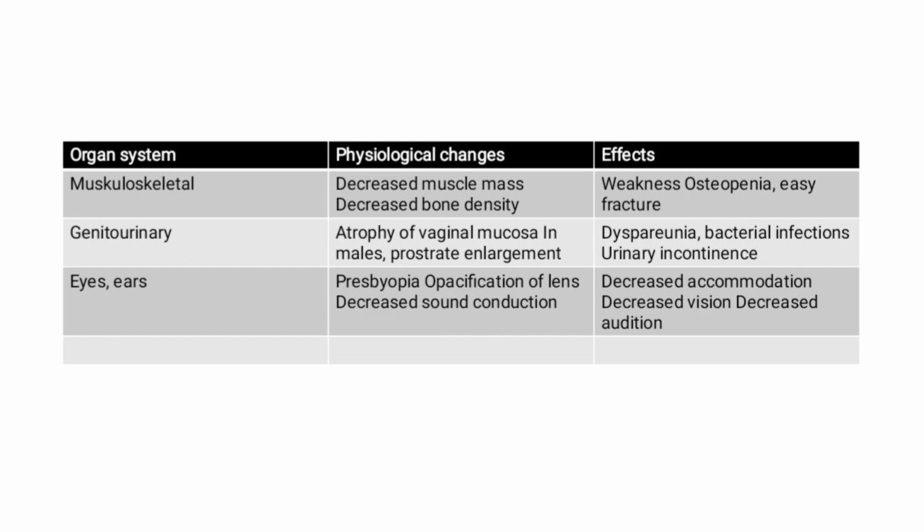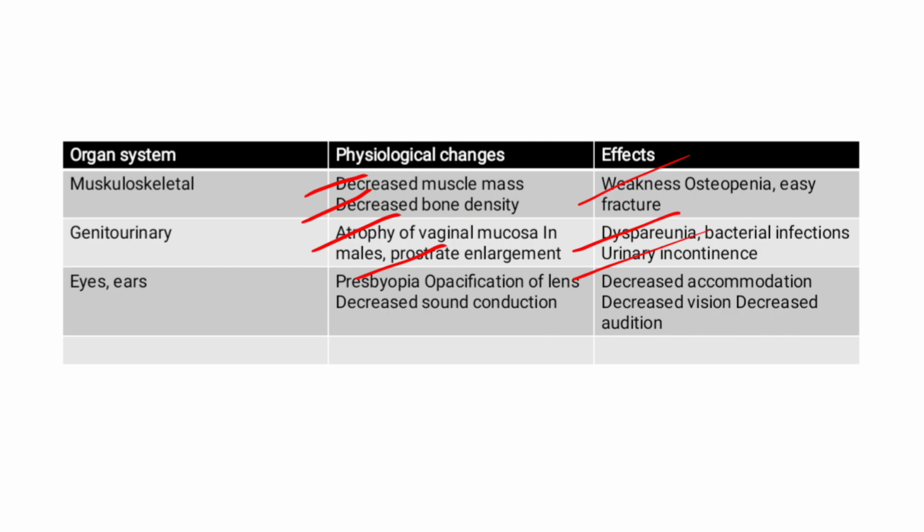Musculoskeletal system, there can be decreased muscle mass and decreased bone density, which leads to weakness, osteopenia and easy fracture. Some of the genitourinary changes are atrophy of the vaginal mucosa in females, and in males it is prostate enlargement, which leads to dyspareunia, bacterial infection and urinary incontinence.